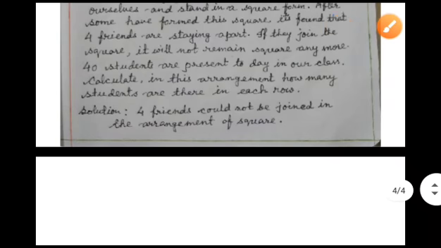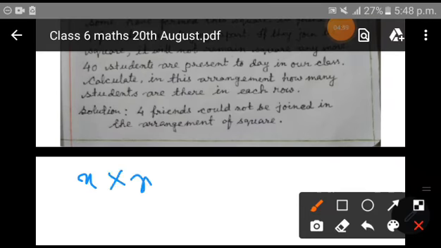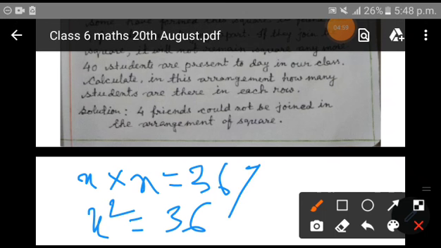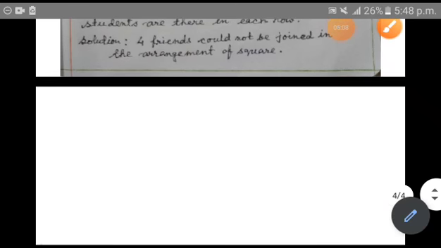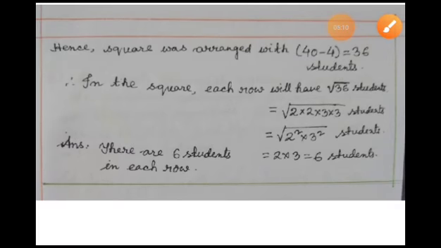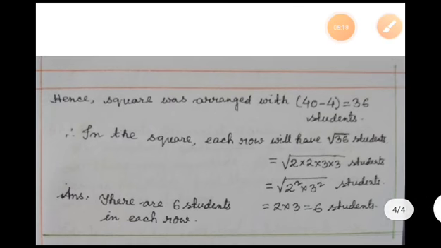Thereby, if we do it in this format, like x into x, suppose 36, just in this sum, x square will be equal to 36. Then for calculating the value of x, what do we do? We simply take the square root of 36, that is 6. So, the total number of students in each row will be 6. And it is already mentioned in the question that 4 students are extra. So, if I leave out those 4 students, then we can form 6 rows with 6 students standing in each row.